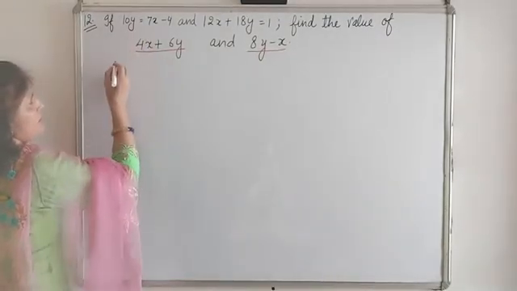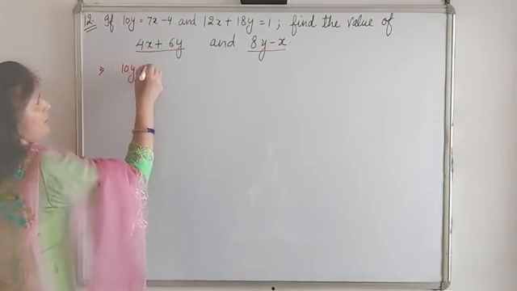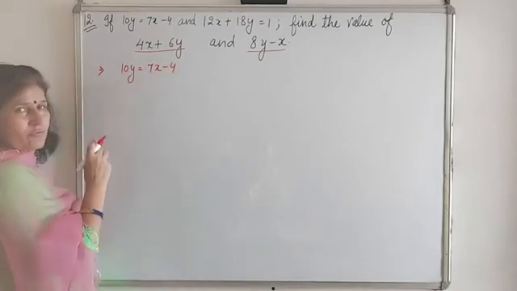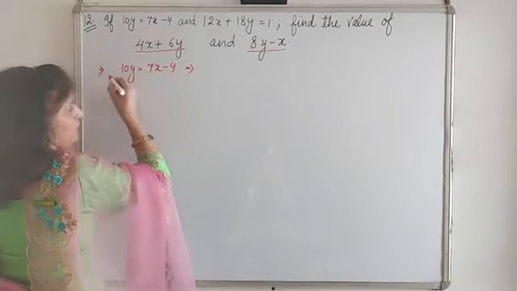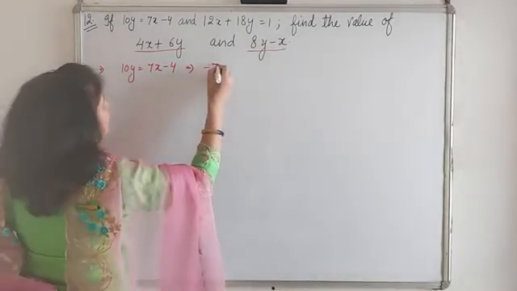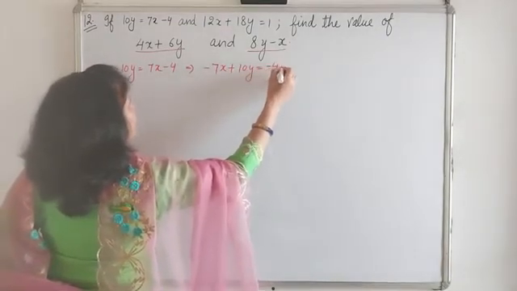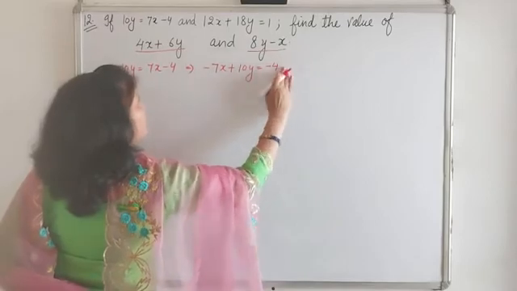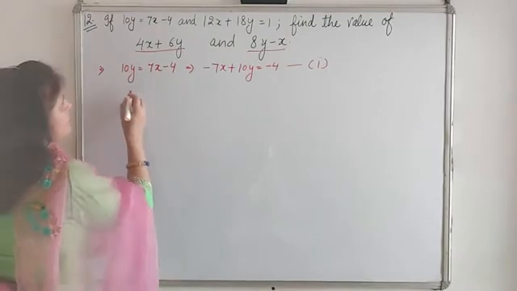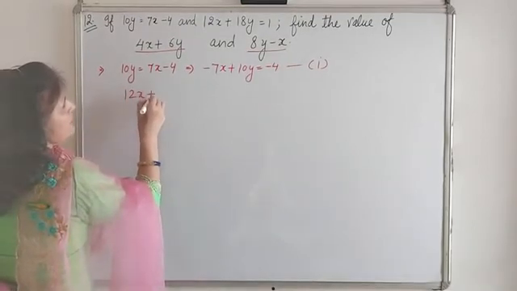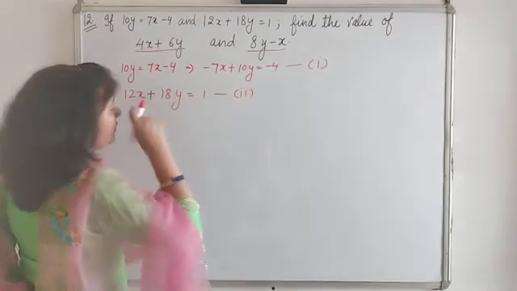You can write it as 7x minus 4 equals 10y. What you can write? 7x you can bring this side. Minus 7x plus 10y is equal to minus 4. This is equation 1. Second equation is 12x plus 18y is equal to 1. This is equation 2.